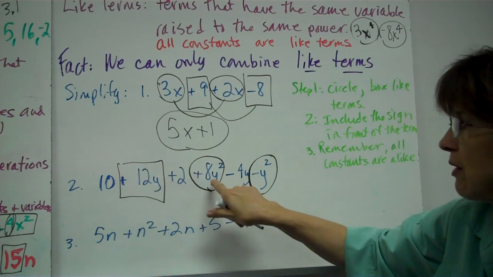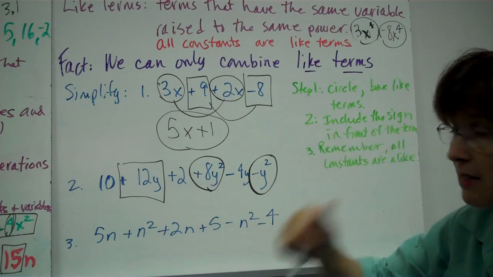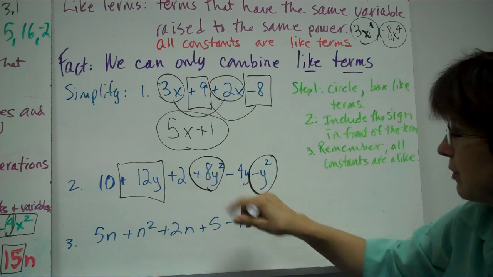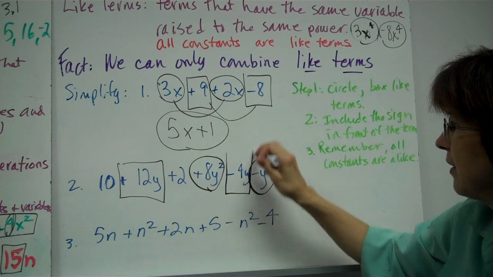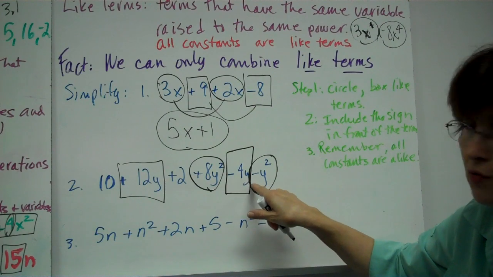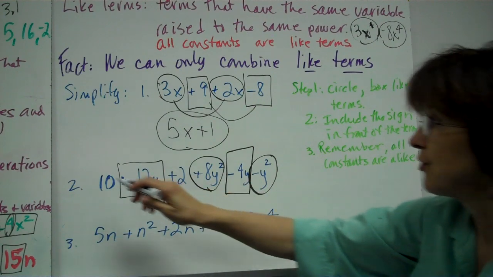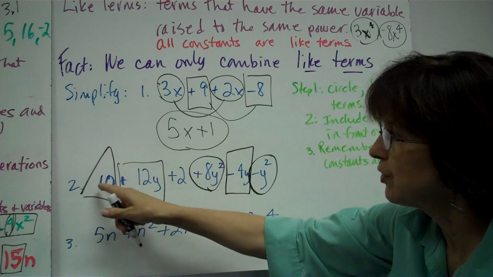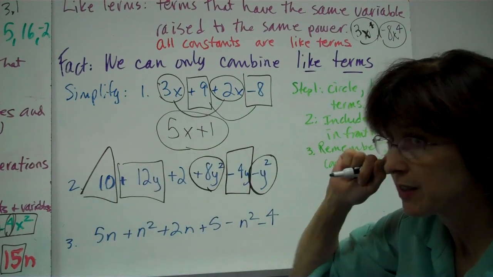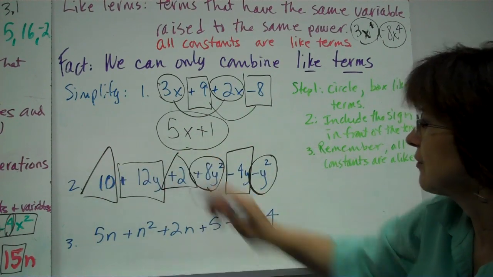Remember, this y term and that y squared term are not the same. Even though they have the same letter, it's not raised to the same power. So I'm going to box up the other negative or minus 4y. Okay, then I guess I'll have to use triangles now. I'm going to triangle the 10, and there really wasn't a sign to circle in front, but I know that it's positive, and I got a positive 2.